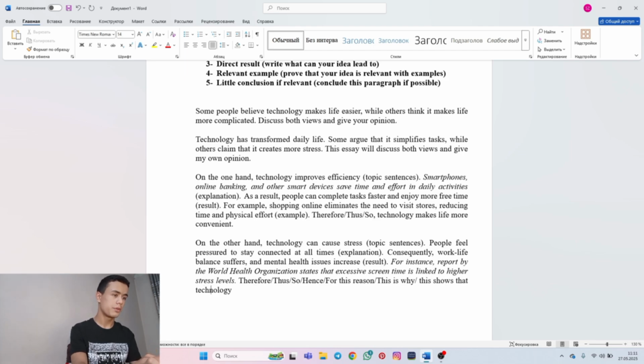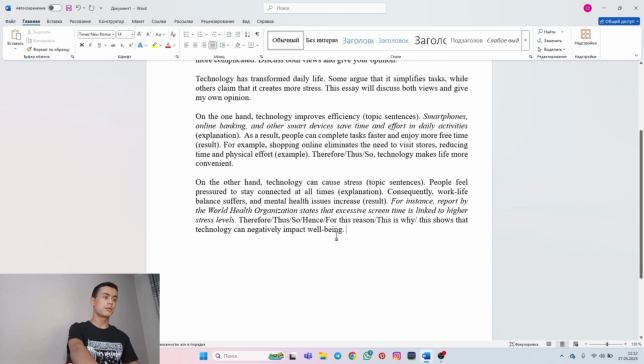This shows technology can negatively impact our well-being, or just well-being. This is our little conclusion. For example, we have talked about our health here, and we are giving it as a conclusion. Okay.